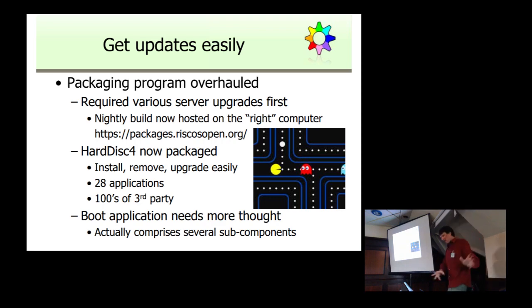So we'll pretend that the Wi-Fi worked. If you go to packages.riskosopen.org, you will see there is a link to add into your installation of PacMan. PacMan's a free application. And you can then pick up all of the nightly changes to the hard disk image without having to download the whole thing. And then there are also package lists for third-party packages for people who also host their software there. So it's all held in one central place.